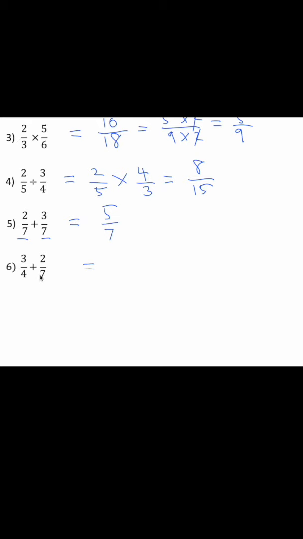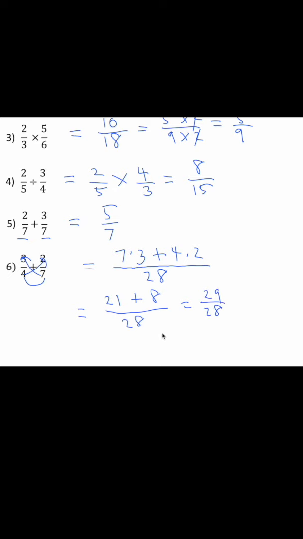So I take 7 times 3 and I add 4 times 2. So 7 times 3 plus 4 times 2. And I divide that by 4 times 7. And I end up with 21 plus 8 divided by 28. That gives me 29 over 28. That's an improper fraction. I can write it as a mixed number by saying 28 goes 1 into 29 with a remainder of 1.